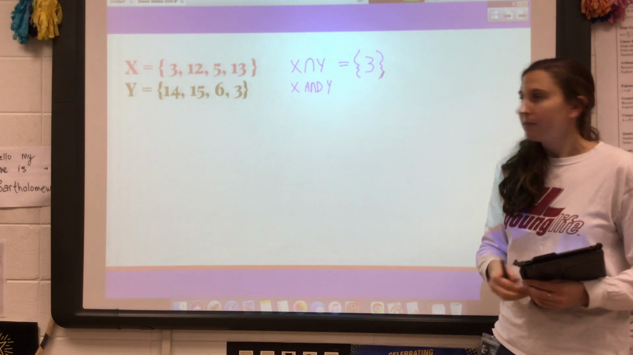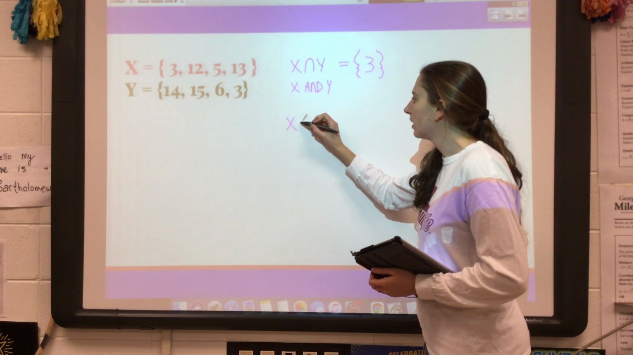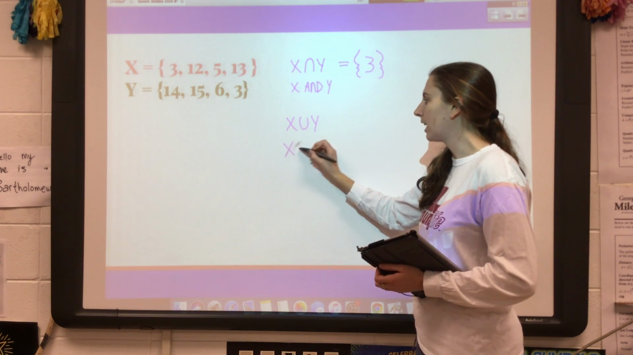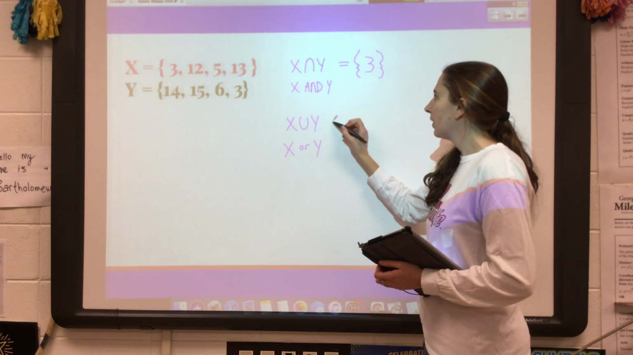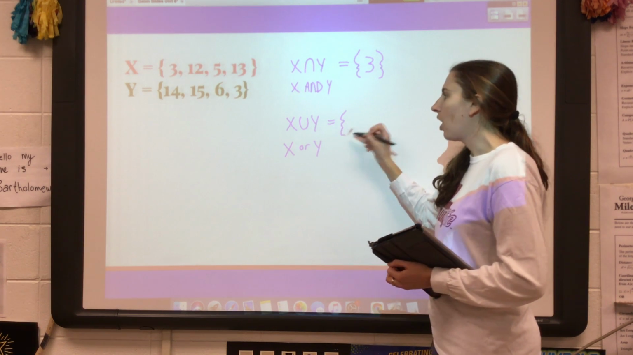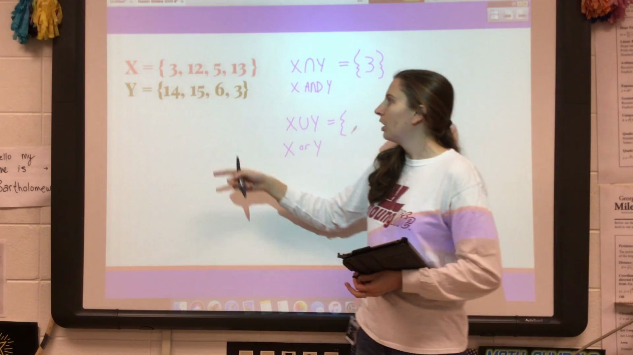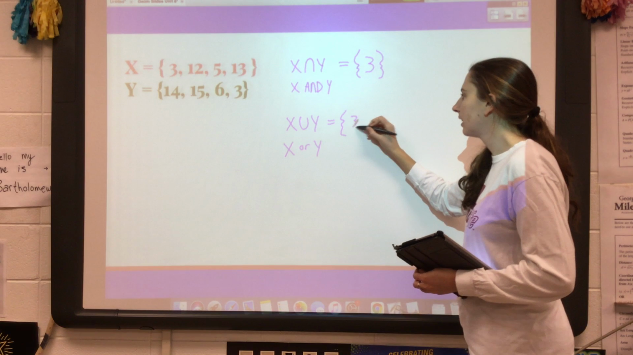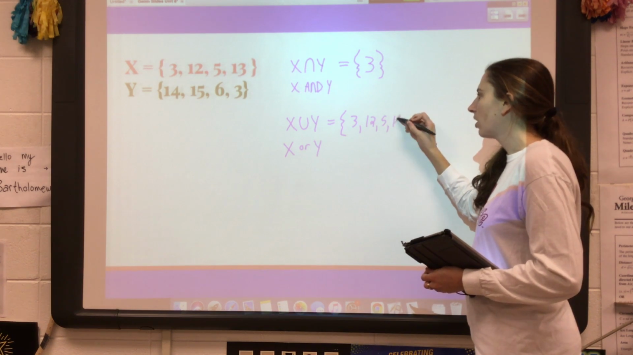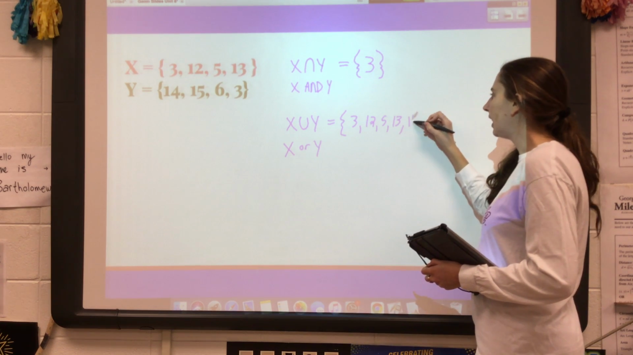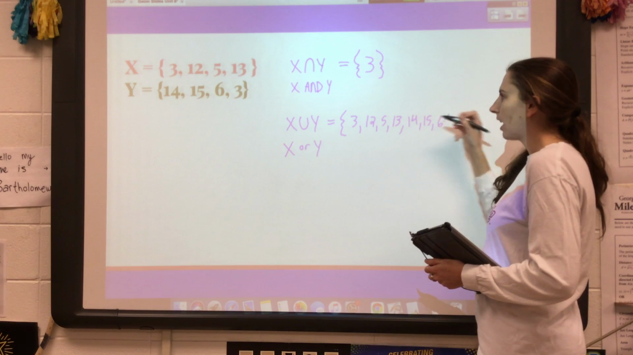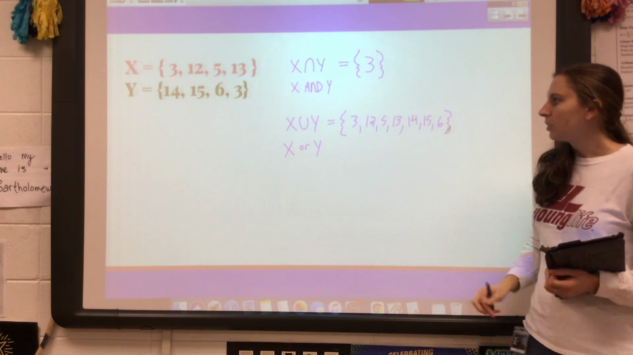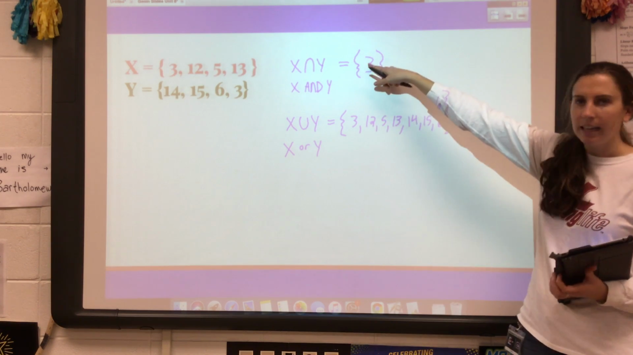And so that is my intersection. The union, X or Y, you could say it with the little U, or you could say it with the word "or," is all the elements combined. And again, it doesn't matter what order you put them in, but we've got 3, 12, 5, 13, as long as they're in there, 14, 15, 6, and I already had 3, so I don't need to put that one again. It is in there. So this is the union, this is the intersection.